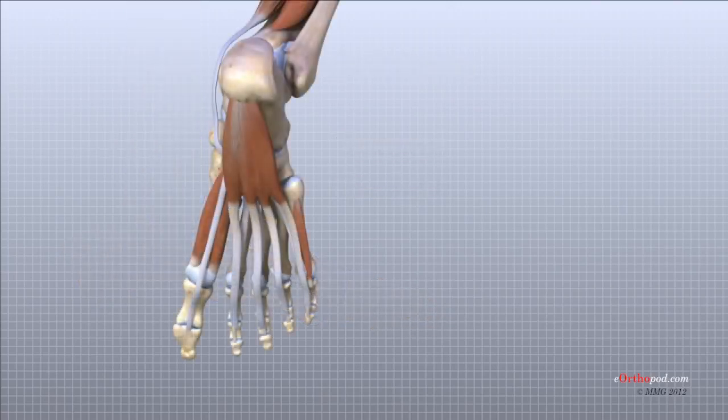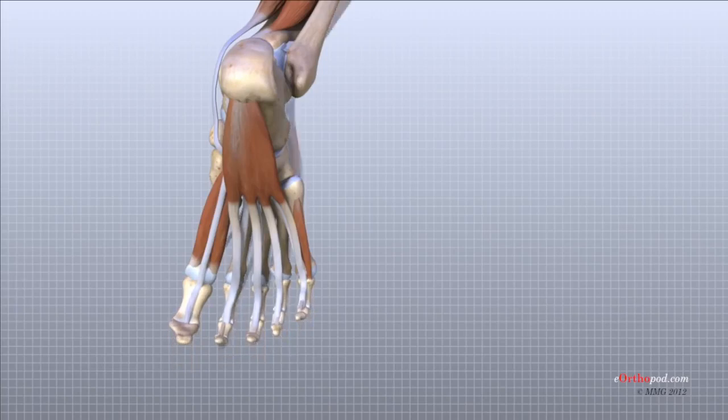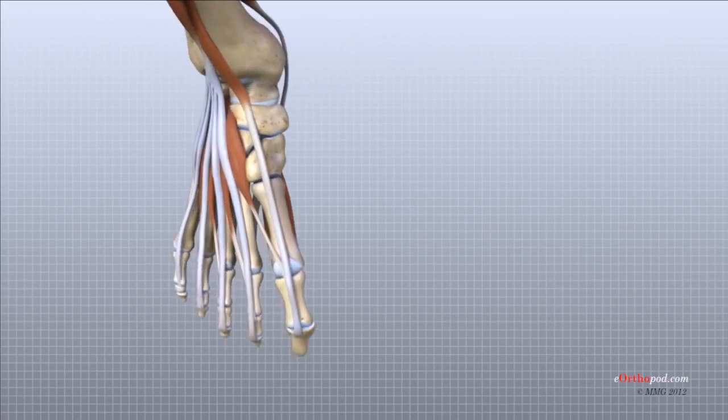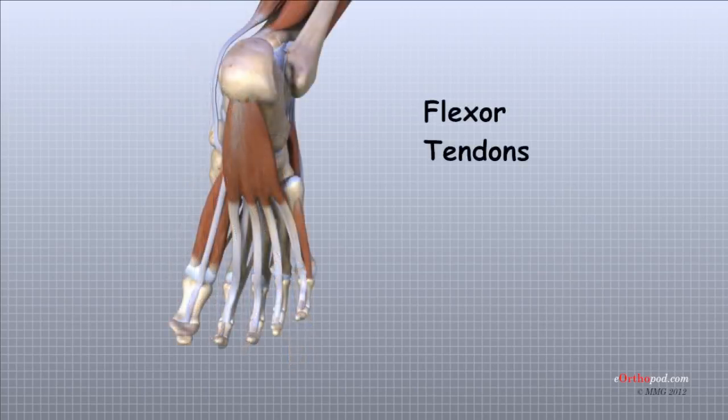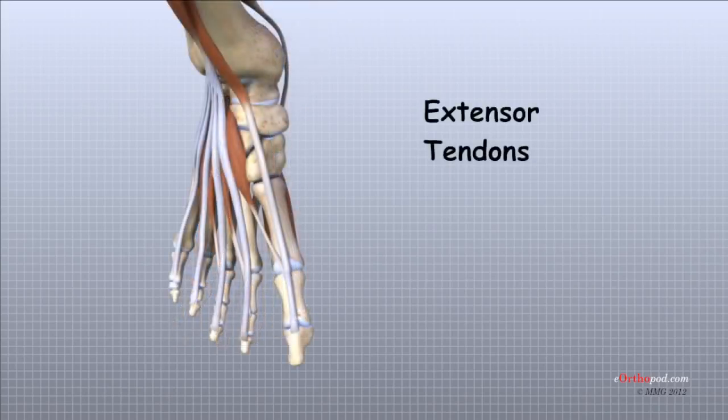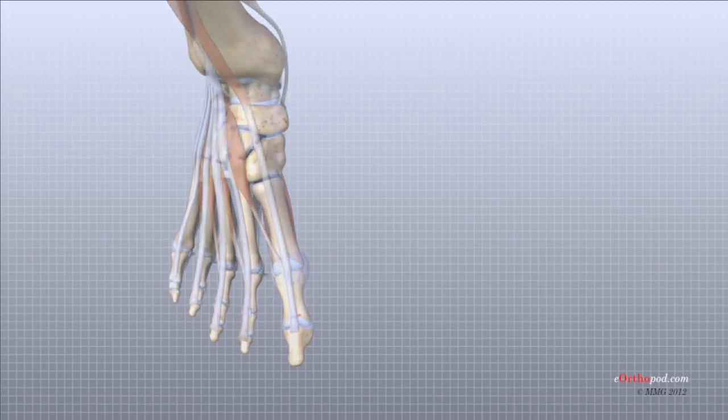There are a set of tendons that bend the toes down or flex the toes, and a set of tendons that straighten or extend the toes. The tendons that flex the toes are called the flexor tendons. There are two flexor tendons on the undersurface of each toe. The tendons that extend the toes are called the extensor tendons. There are two extensor tendons on the top surface of each toe.